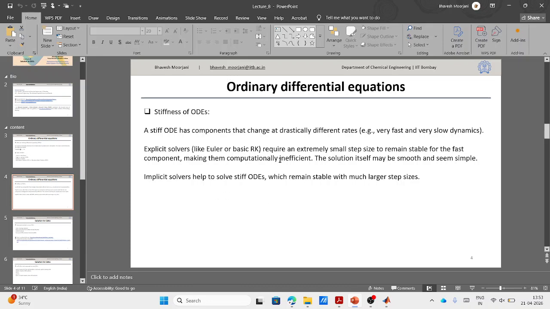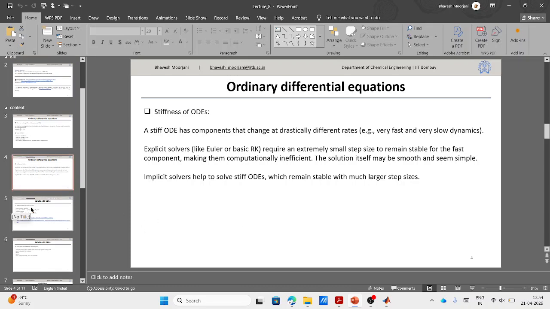Now again, why this is important: when we are solving this stiff ordinary differential equation, which method you will use for the solution becomes an important aspect, right? So you have to also understand how your system behaves, how your ordinary differential equation value changes with respect to time, right? So that will help you to decide what kind of solution to use. Okay, so an implicit solver helps to solve this stiff ordinary differential equation, which remains stable with a much larger step. We will come to that example also, what exactly we mean.